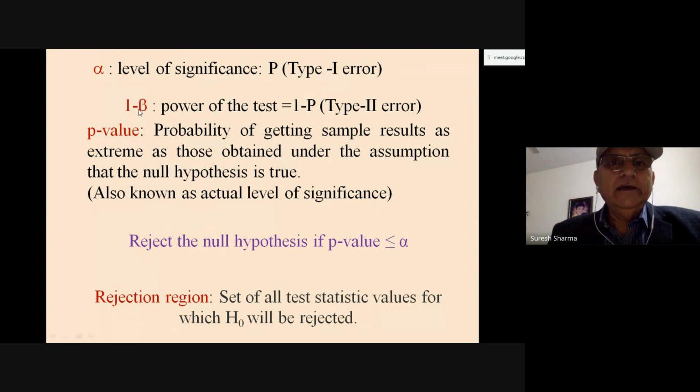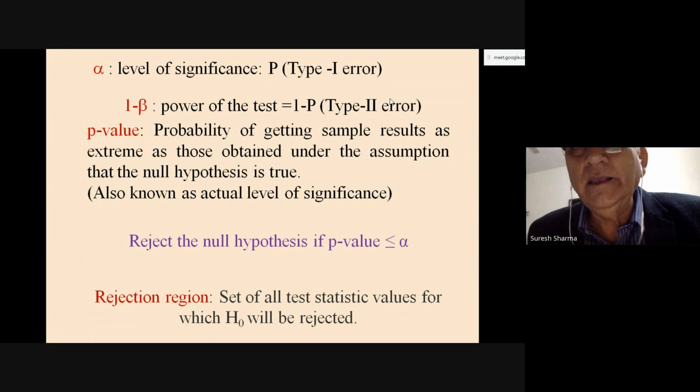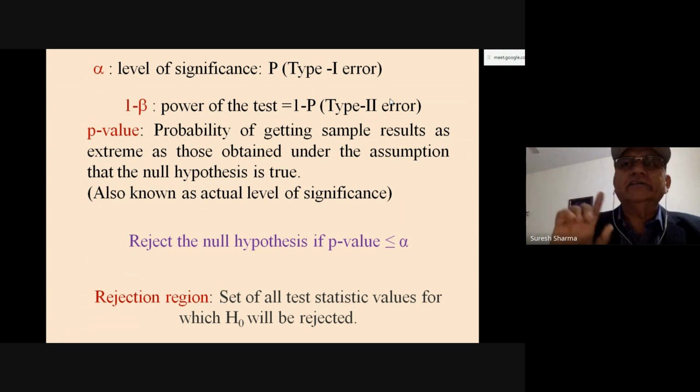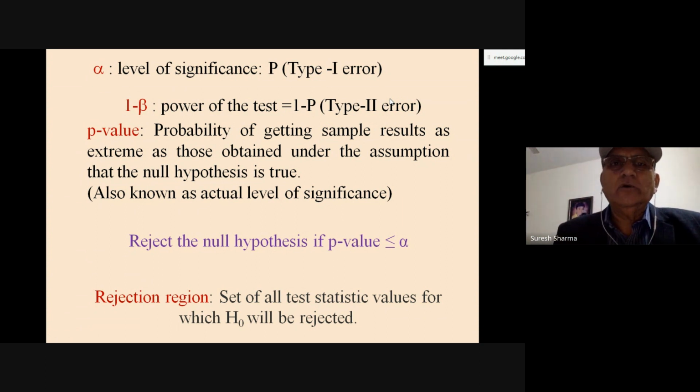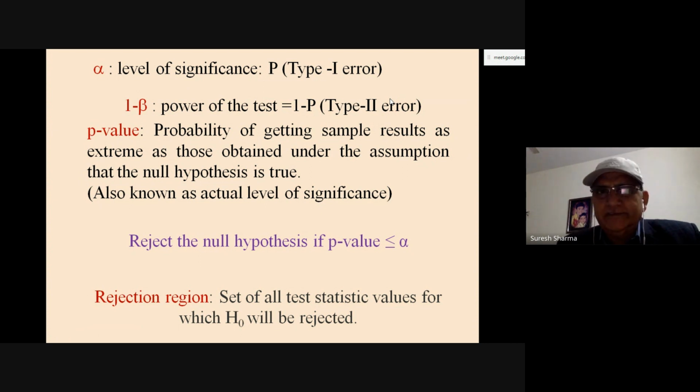So then there is beta. Beta is called the size of type 2 error, which is the probability of type 2 error. Beta as such is not important. Let me clarify. Beta as such is not important. What is important is 1 minus beta. 1 minus beta is called the power of the test, right?